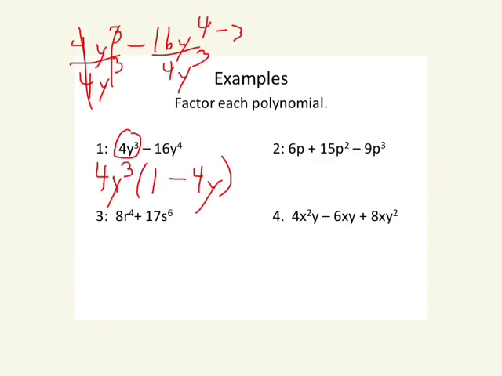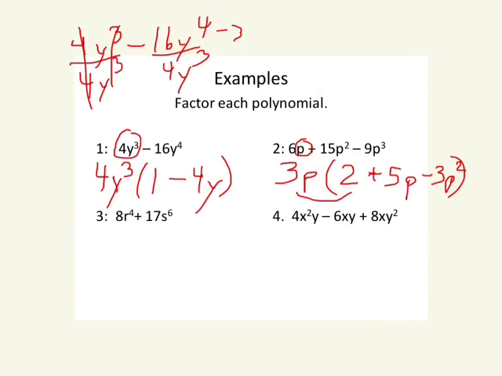And number 2, I first look at the numbers of 6, 15, and 9, and 3 is my GCF of the numbers. P happens in all three terms, and the lowest times it occurs is once. So, now I have to decide what times 3p would equal 6p. Well, 2. Now, what times 3p would equal 15p squared? Well, 3 times 5 is 15. P times p is p squared. And then what times 3 gives me 9 is 3. And what times p gives me p to the third would be p to the second.